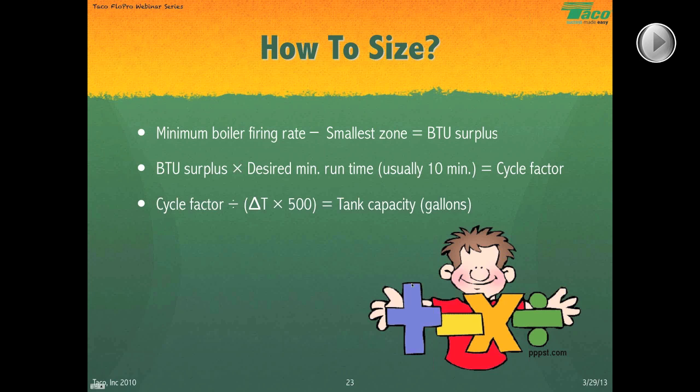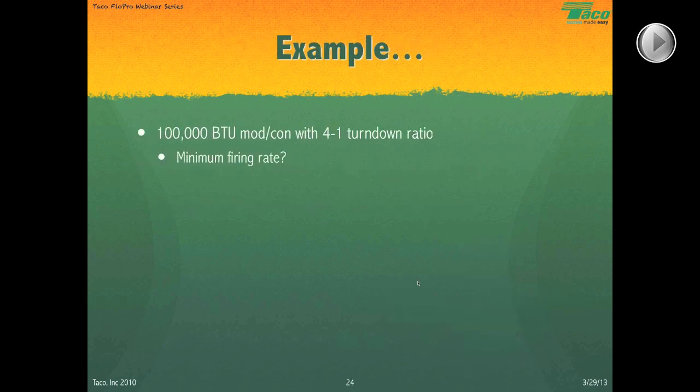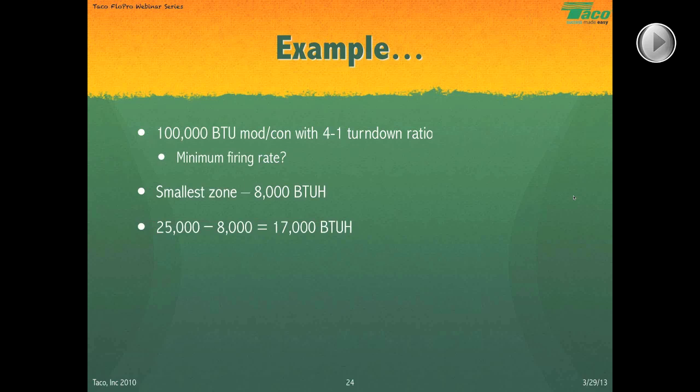Let's do an example so you can see how this is actually applied. Let's say I have a 100,000 BTU ModCon boiler with a 4-to-1 turn-down ratio. At a 4-to-1 turn-down ratio, the minimum boiler firing rate would be 25,000 BTUs. Pretty simple, right? The BTU load of our smallest zone under design conditions is 8,000 BTUs. To find my BTU surplus, I simply subtract 8,000 from 25,000, which gives me a BTU surplus of 17,000.